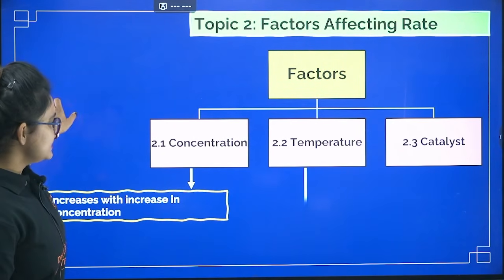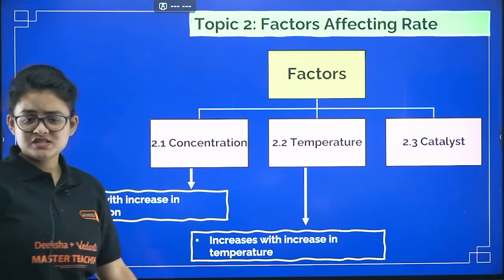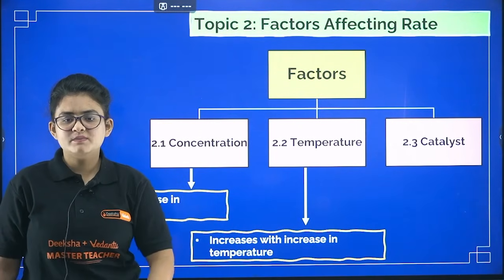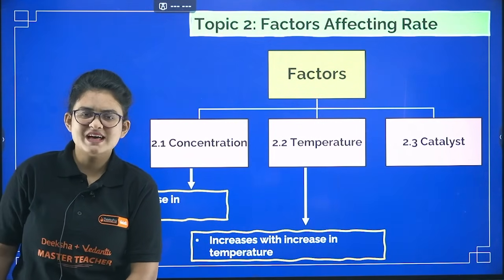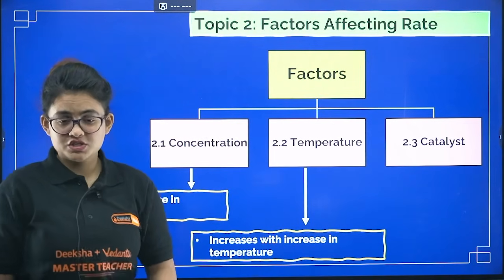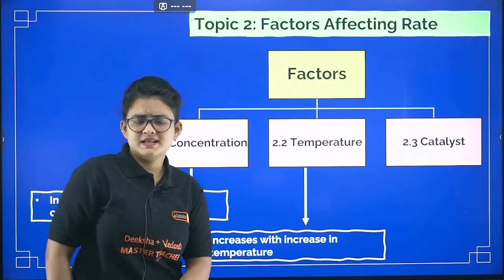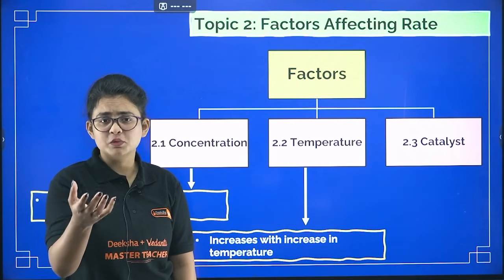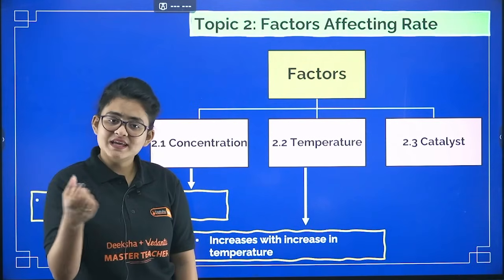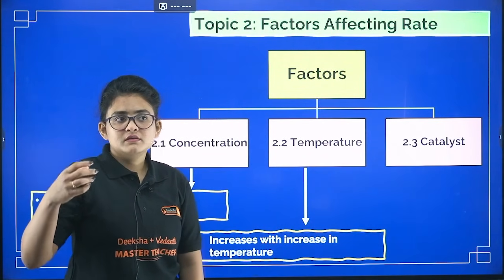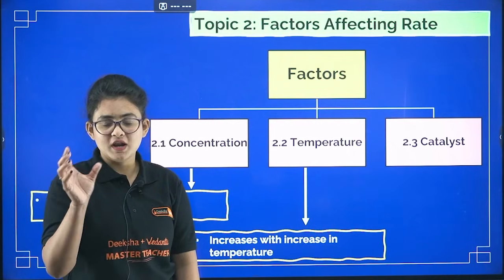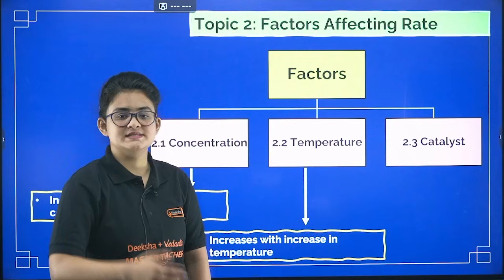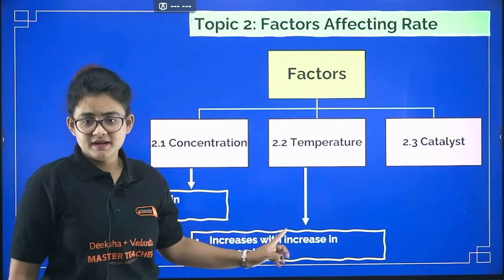Let's proceed. Here comes the temperature. With temperature, there is no so-called exception. You can directly say that with an increase in temperature, rate will increase. Why does this happen? We will go through the Arrhenius equation in detail, but let me just say that on increasing the temperature, the kinetic energy of the molecules of the reacting species increases. They start to collide more, and more collisions mean more product. Hence the rate increases. We will come to it in detail later.